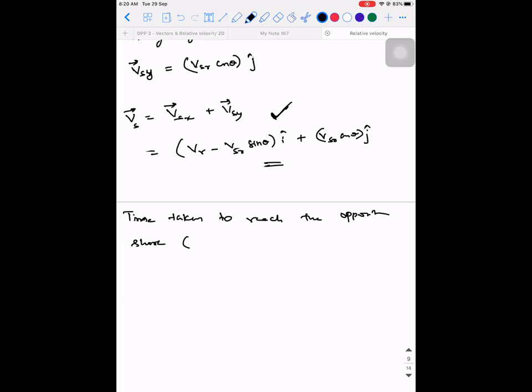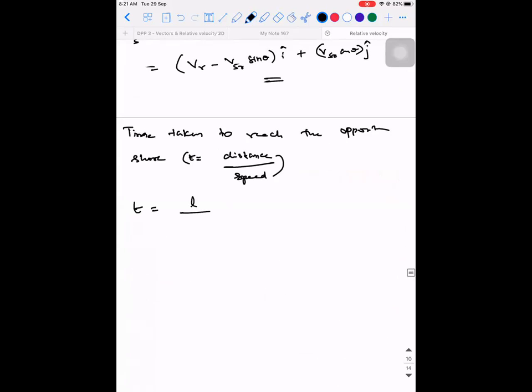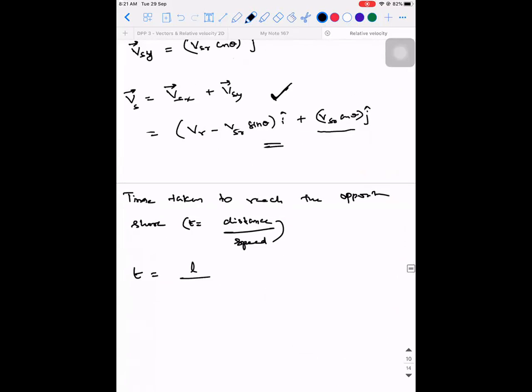So time taken to reach the opposite shore. Can I put it like this? It is equal to the distance by speed. So time is equal to, what is the distance that is being covered? The distance he is trying to travel is the width n. What is the speed that is being contributed in the y direction? It is VSR cos theta. So this will be the time taken by the swimmer to reach the other end of the river. Are you able to understand this?